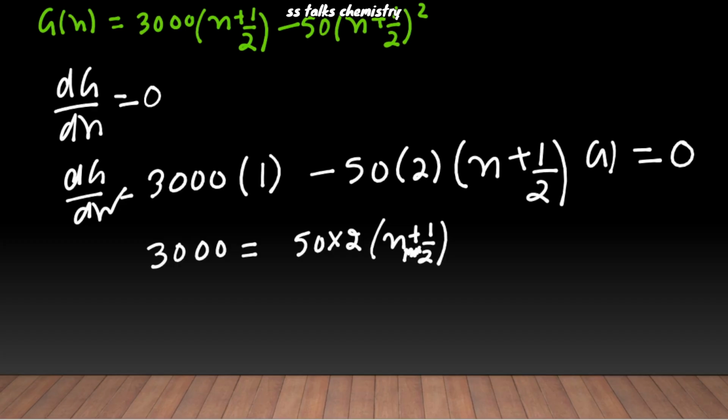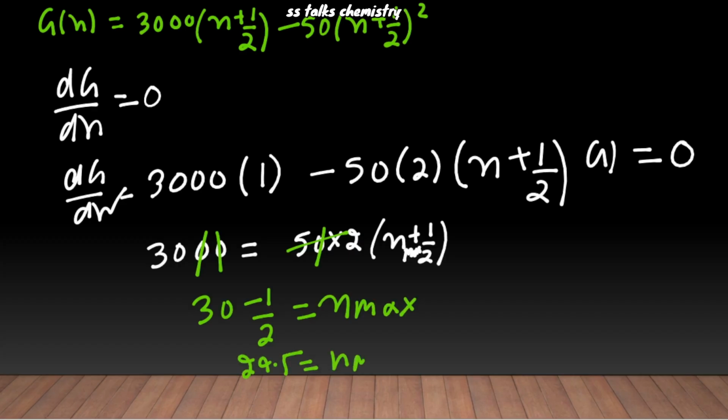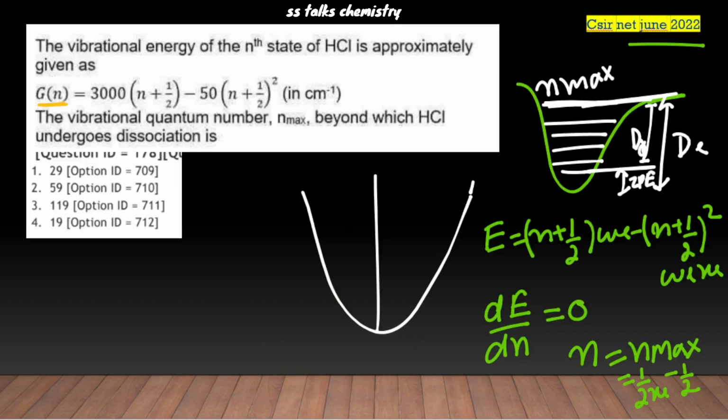So here you see 0 and 5 twos are 10, so this 2 will be eliminated. So 30 minus half, this is going to be the n max, that is 29.5, it is going to be the n max, right? So this is the first method. So the answer we are getting is 29. So the first option will be the right one. This is what you get after differentiation.